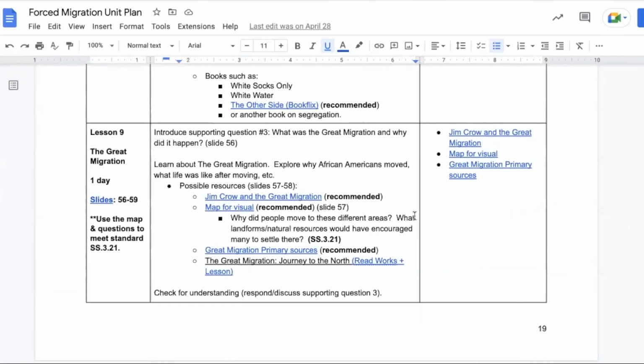Lesson 9, we get into the Great Migration, and we understand a little bit about how Jim Crow laws impacted that. You can see there are a few resources recommended, and there's another one available.